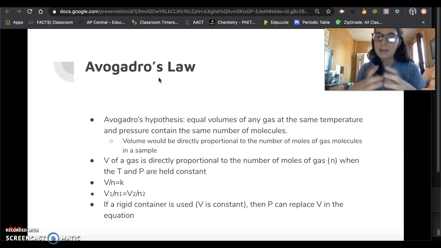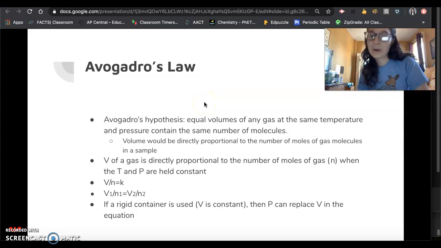He found that a given volume of gas had the same number of particles, and if we measure 1 mole of those particles, it has 6.02 times 10 to the 23rd number of particles. So his law actually relates the number of particles to volume. So remember, he hypothesized that equal volumes of gas, no matter what the gas is, at the same temperature and pressure, contain the same number of molecules. He knew that volume would be directly proportional to the number of moles of gas molecules in a sample. So they might not weigh the same, but he knew that they had the same number of particles or molecules in that sample.